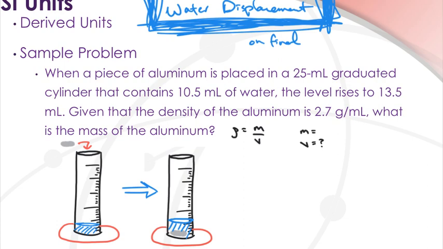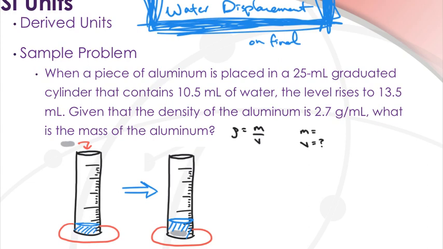So this is called water displacement. It means water movement, and we're going to determine the density of something using water. Okay, so here's what the problem says. When a piece of aluminum is placed in a 25 milliliter graduated cylinder that contains 10.5 milliliters of water, the level rises to 13.5 milliliters. Given that the density of the aluminum is 2.7 grams per milliliter, what is the mass of the aluminum?